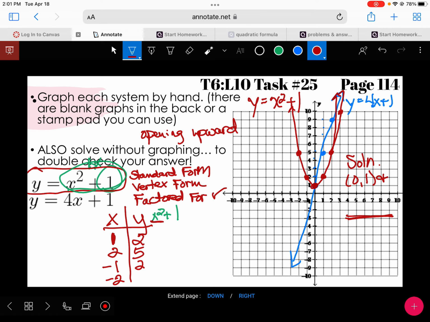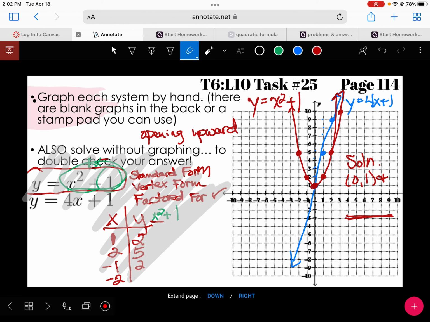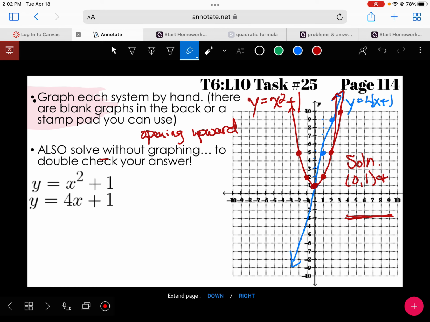All right. It says also solve without graphing to double check your answer. So I want to make sure you know how to do that too. There's a lot in this simple problem. So how would I check this? If y is equal to x squared plus 1 and y is equal to 4x plus 1, how would I check it? Any ideas?